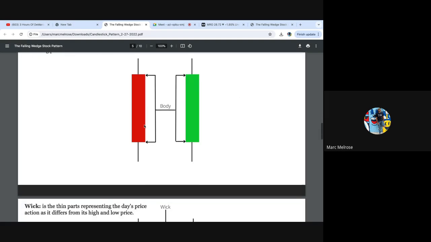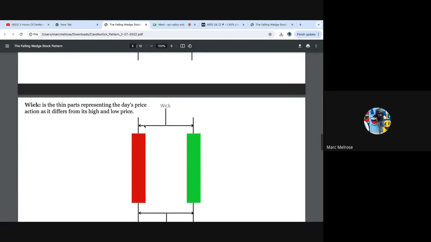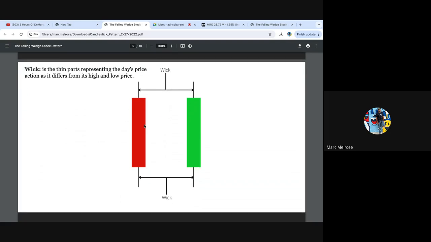Perfect, perfect. All right. So now we have the wicks. You may hear people talk about the wicks; they use these a lot for resistance and support lines. But these wicks that you see here are basically just going to be the range that the stock price has gone to that didn't fall in between the opening and closing prices. So it's going to be all the prices that fall outside of the opening and closing prices. And it creates this wick that you see here, these little black lines.